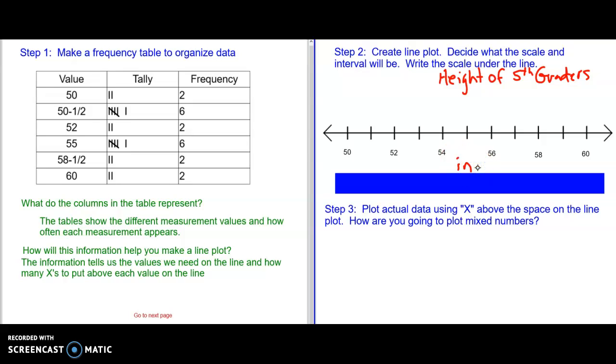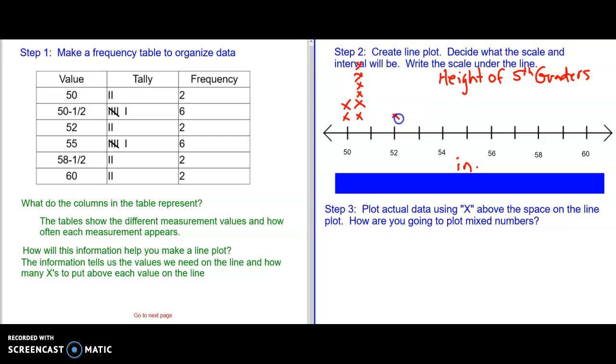So then what I have to do next is plot all this information. So at 50, I have to put 2 X's. So right above 50, I have 2 X's. And then 50 and a half. Okay, so here's a problem. I don't have 50 and a half. I have 50 and I have 51. So 50 and a half would go halfway in the middle. So those 6 X's are actually going to be floating above the empty space right about where 50 and a half would be. So 1, 2, 3, 4, 5, 6. And they're just floating right above this spot right here, which is approximately where 50 and a half would be.